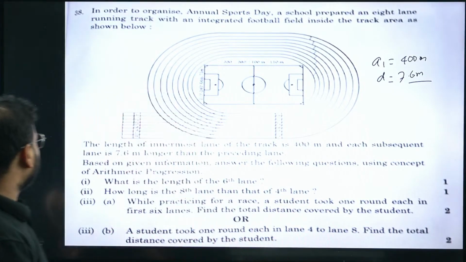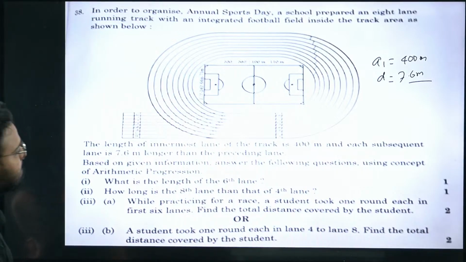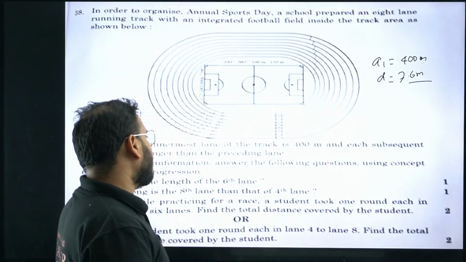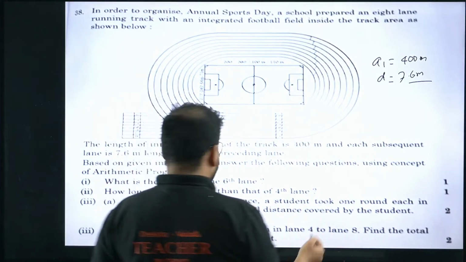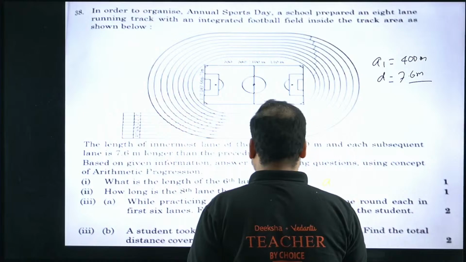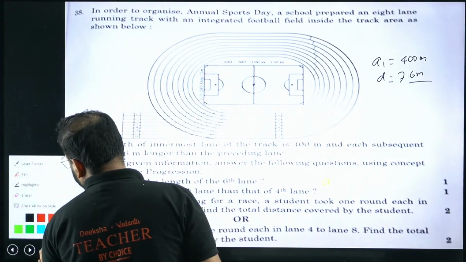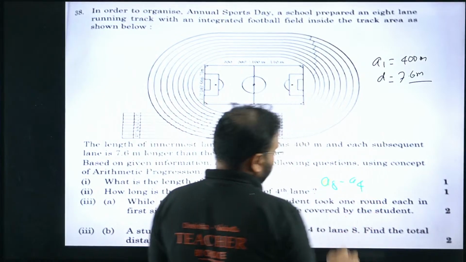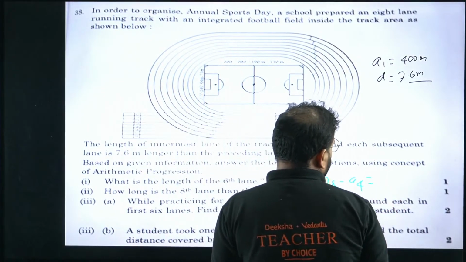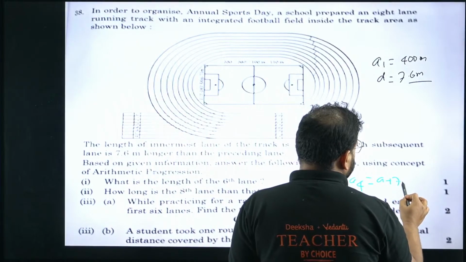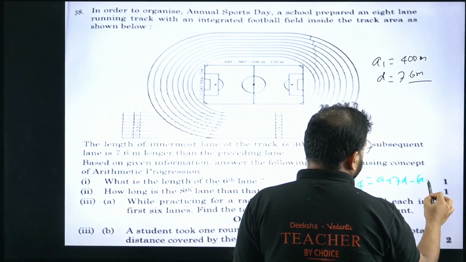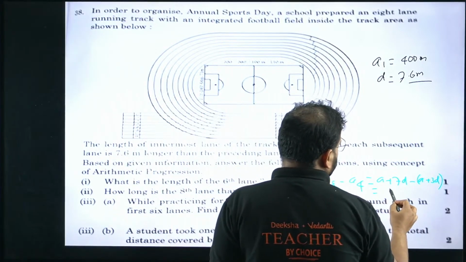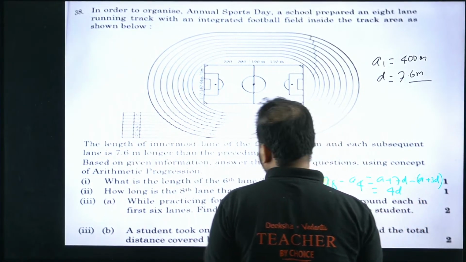Okay, 38 part 1 is done. How long is the 8th lane than that of the 4th lane? So they are asking us A8 minus A4. Please check. You're going to get this as A plus 7D minus A plus 3D, right? So you'll have simply 4D, right? You'll have 4D. So write this answer.